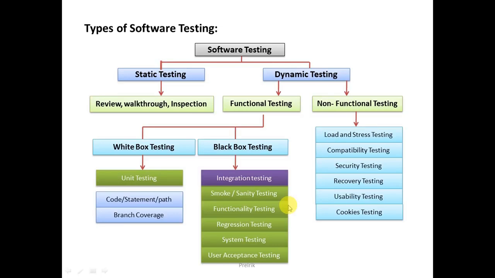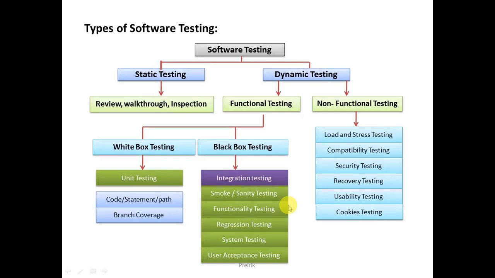Like if the product doesn't pass the smoke or sanity test, then further testing cannot be executed on that product. It will be returned to the developer, and the developer will fix those issues, and only then will we again perform the smoke and sanity. And if it passes, then we will pass on to the further phases of testing, like functional, regression and all. Otherwise it will not be executed.